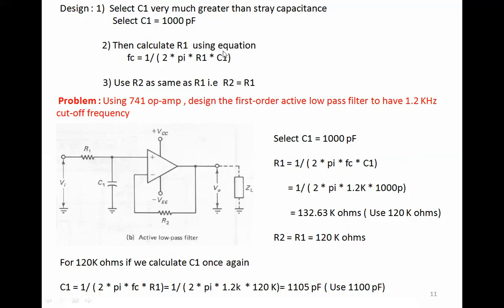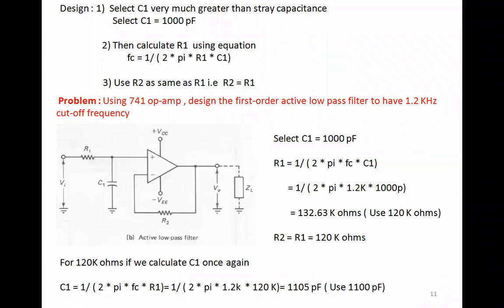Then calculate R1 using the equation. So what equation am I going to use? The same thing that we discussed previously, which is nothing but FC is equal to 1 by 2 pi R into C.